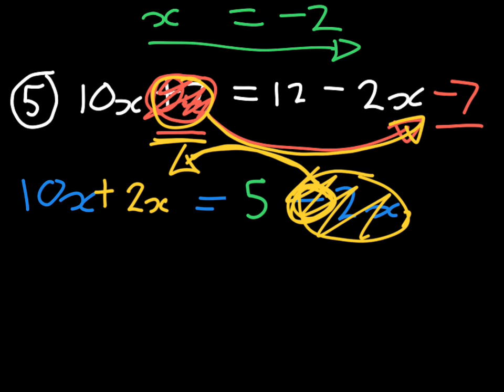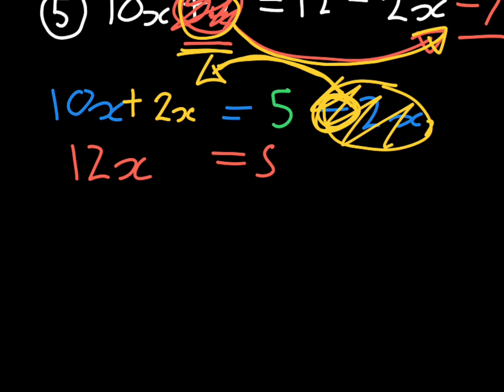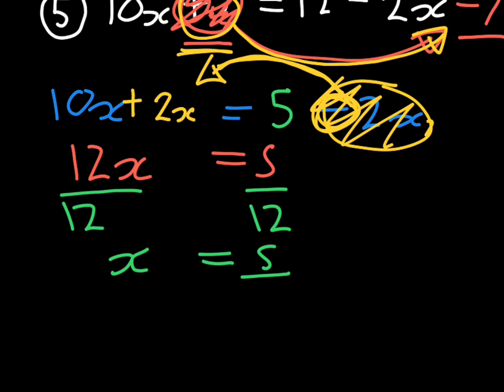Now to carry on, we can then say 10x plus 2x, and this gives us 12x, and this equals 5. And now remember, we want to get x alone. So to do that, we are going to divide by the coefficient of x, which is 12. We'll divide 5 by 12 as well, because whatever we do to the one side, we do to the other. And we will be left with x equals 5 over 12. And we are done for question 5.